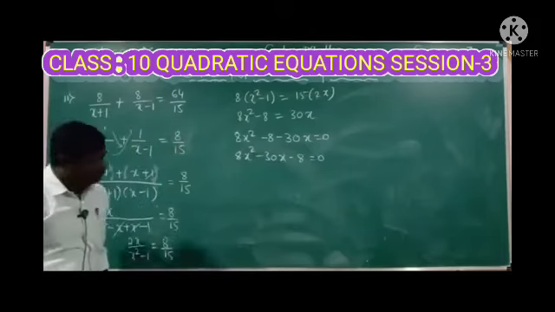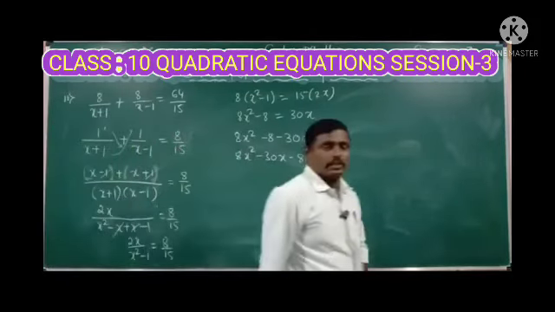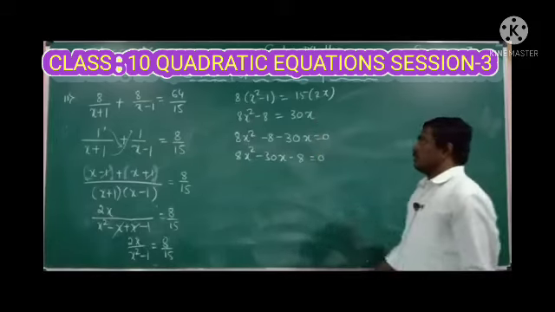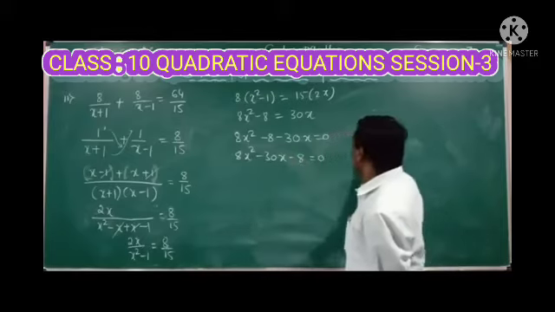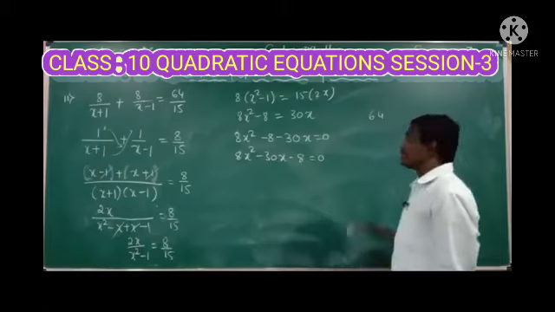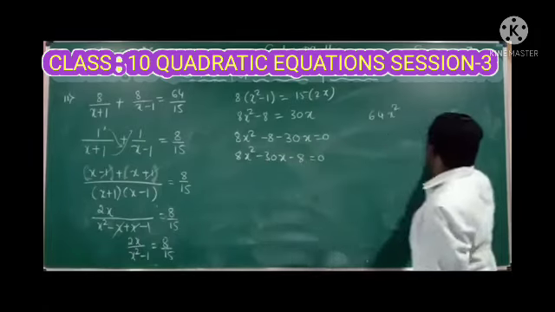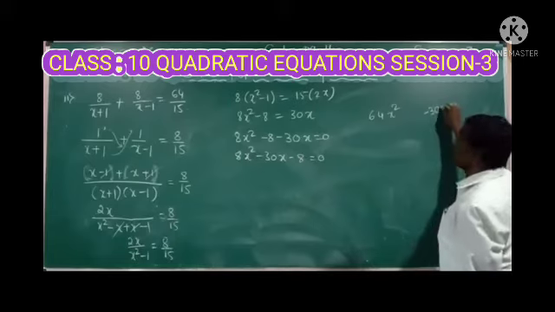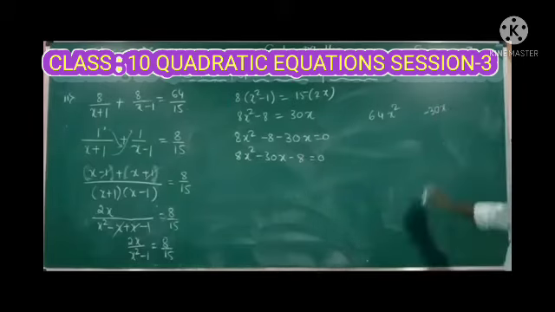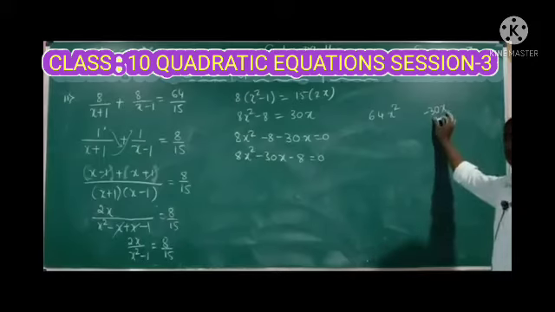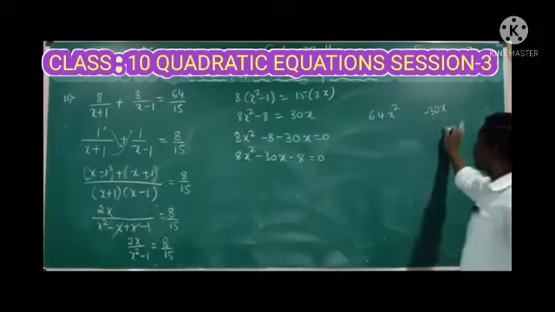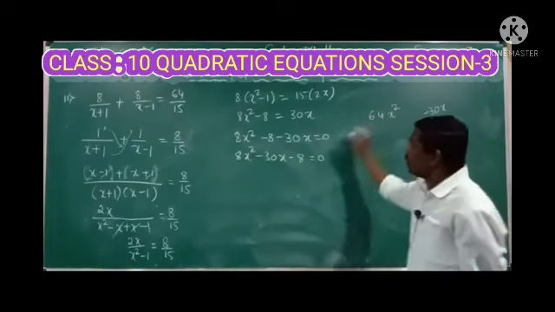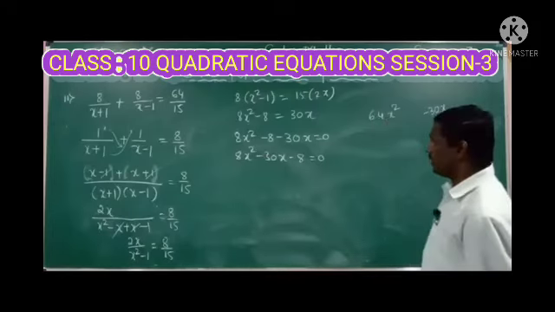Now the middle term is minus 30x. What is the product of the first term and last term here? 8 8s are 64x square, and the middle term is minus 30x. For this middle term, you need to write two factors. The sum of those two factors should be equal to the middle term, that is minus 30x, and the product of those two factors is equal to the product of the first term and last term.